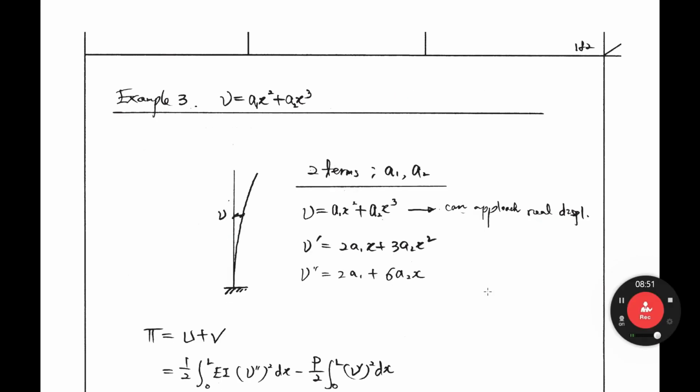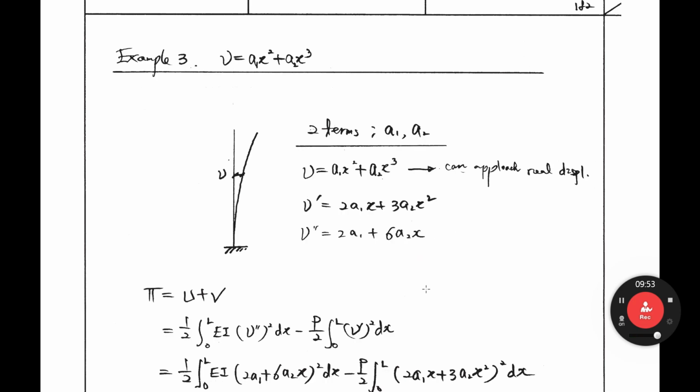Let's look at example 3. In this approach, we assume the displacement shape is A1 x squared plus A2 x cubed, like that. In this assumption, we use two terms, A1 and A2, in order to make a more real displacement. If we use higher order terms, we can consider a more real displacement. So we take a derivative like that, and the second derivative like that.